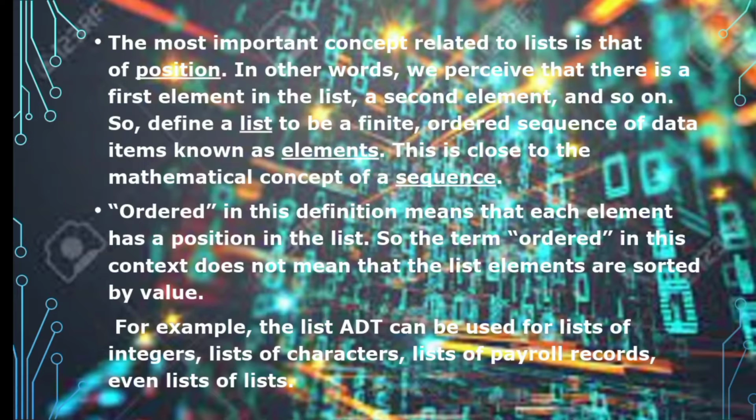Ordered in this definition means that each element has a position in the list. So the term ordered in this context does not mean that the list elements are sorted by value. Of course, we can always choose to sort the elements on the list if we want. It's just that keeping the elements sorted is not an inherent property of being a list. For example, the list ADT can be used for lists of integers, lists of characters, lists of payroll records, and even lists of lists.